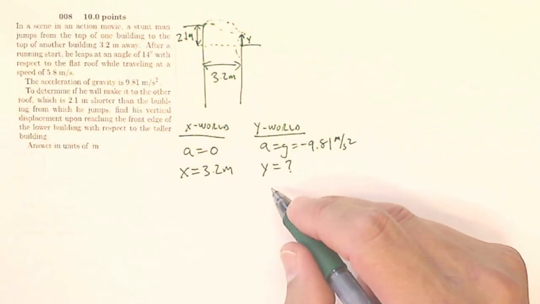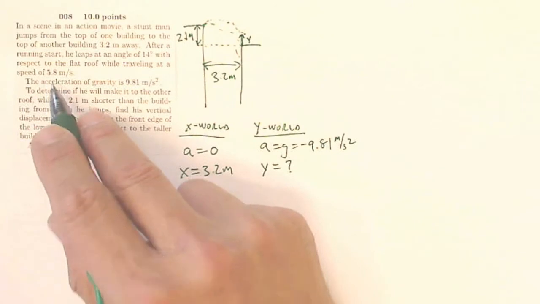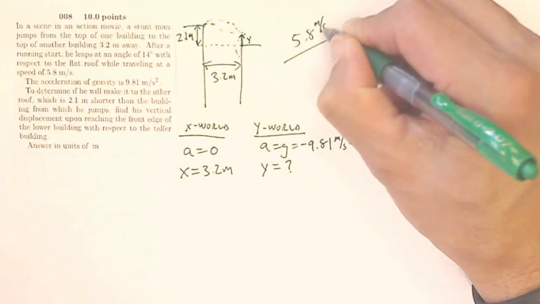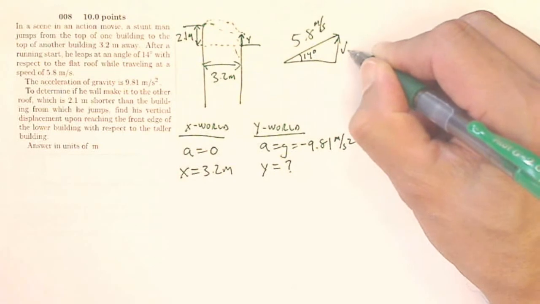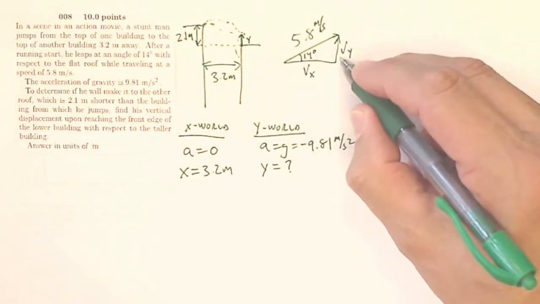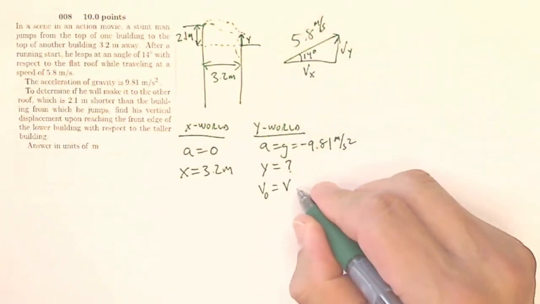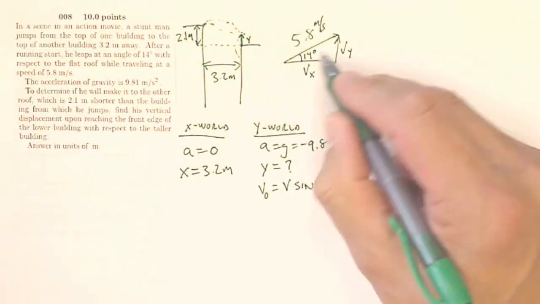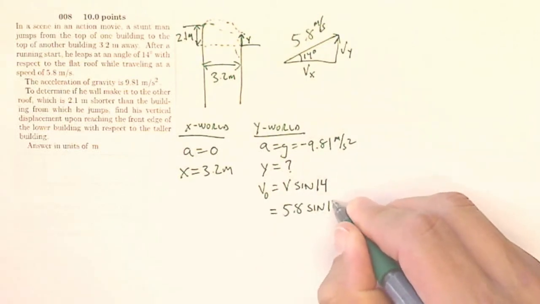I don't know my time, but I can get my initial velocity because I have this 14 degrees and 5.8 meters per second. So that's going to be 5.8 meters per second, at an angle of 14 degrees. So I can get my initial velocity in the y direction and my initial velocity in the x direction. Since the y is opposite to 14, my initial velocity in the y direction is going to be this 5.8 times the sine of 14, because SOHCAHTOA tells me that opposite has to do with the sine. So 5.8 times sine of 14 is my initial velocity in the y world.